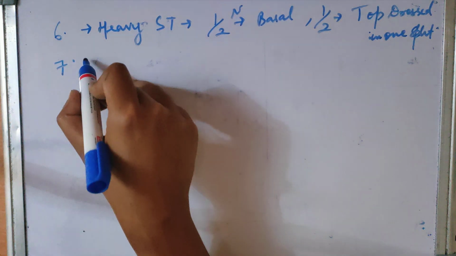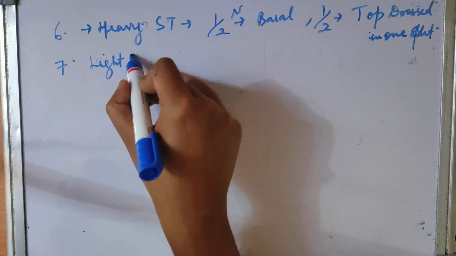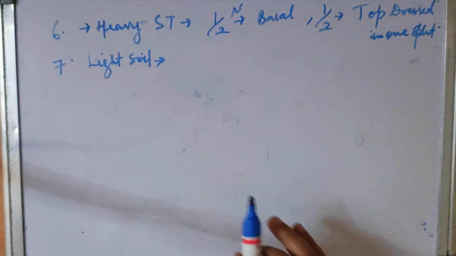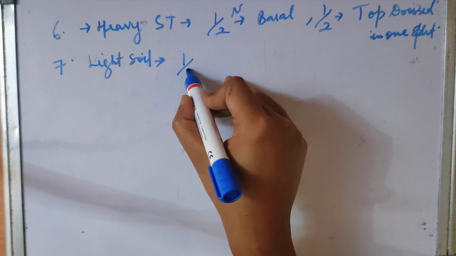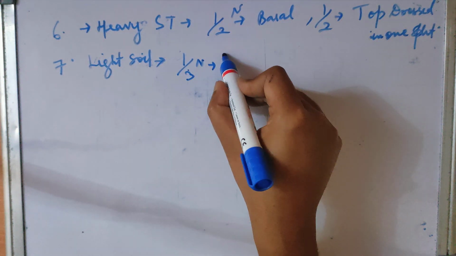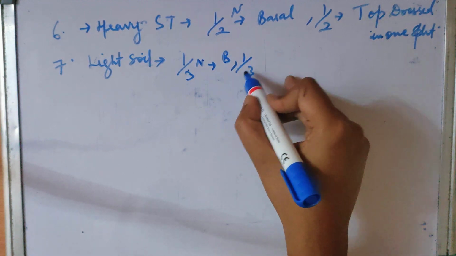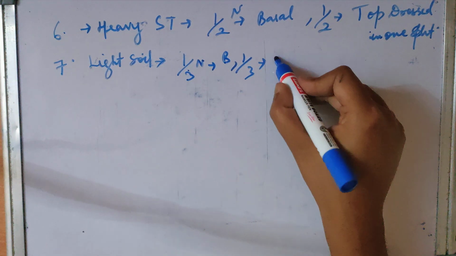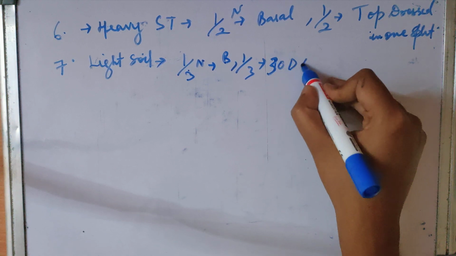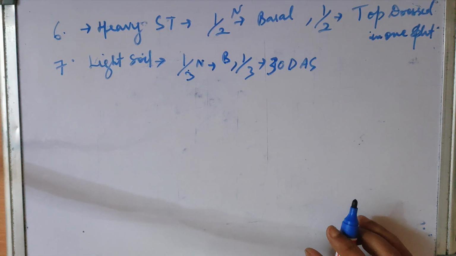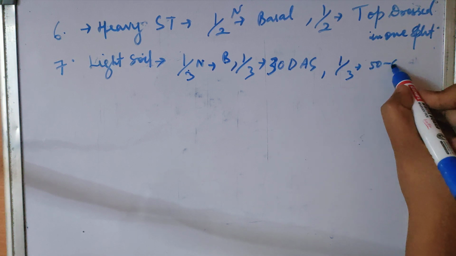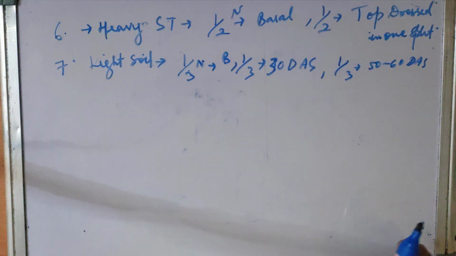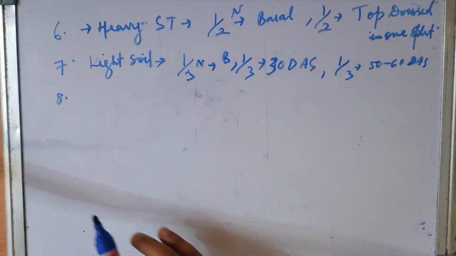In light soil, three splits of nitrogen fertilizer should be done. One third nitrogen fertilizer at basal, one third 30 days after sowing, and the balance one third 50 to 60 days after sowing. So this is how we need to apply nitrogen fertilizer in light soil.